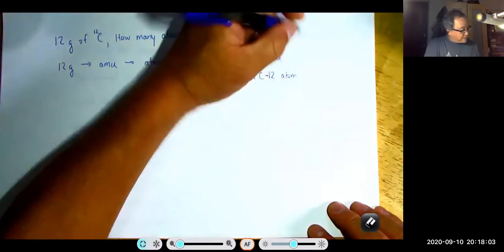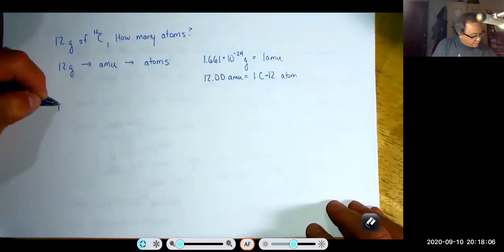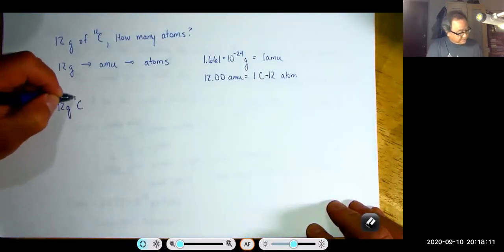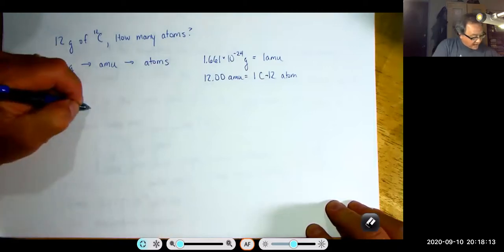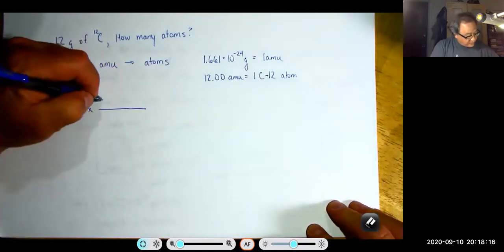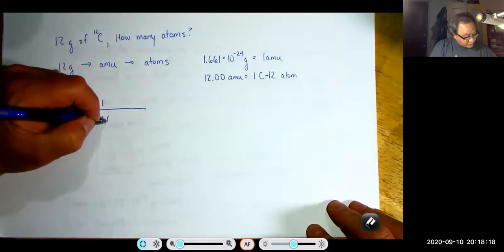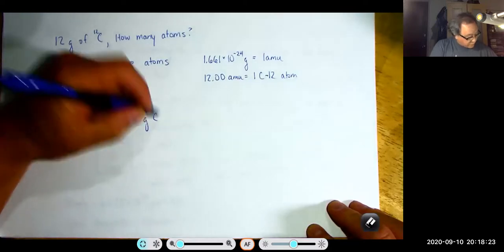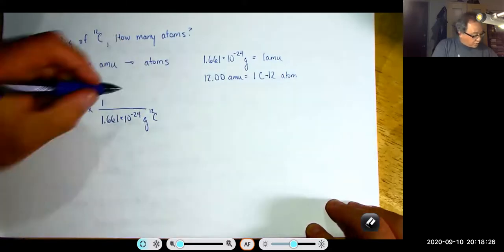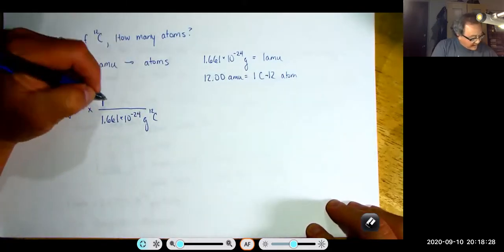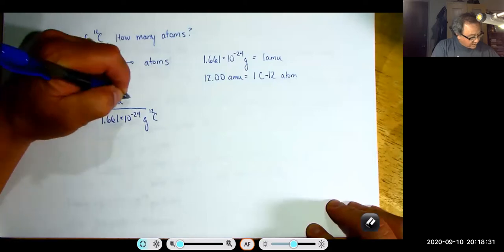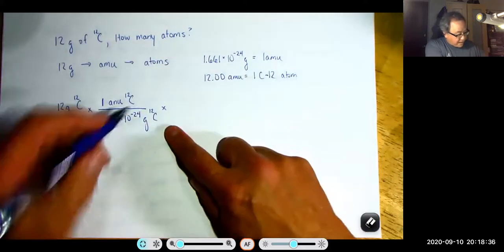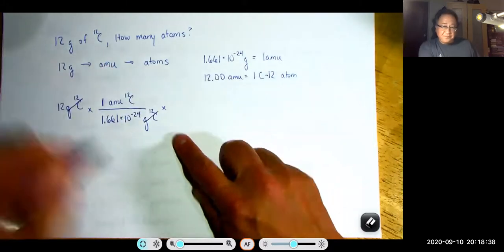So here we go. Let's take a look at our 12. We're going to say exactly 12 grams of carbon 12, and I'm going to multiply by 1.661 times 10 to the minus 24 grams of carbon 12 per 1 AMU of carbon 12. Okay, so I put this on the bottom so that those would cancel.